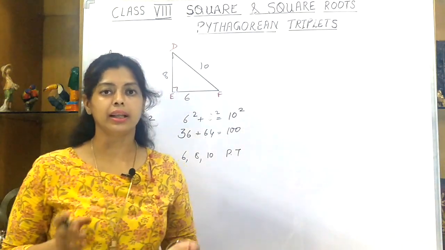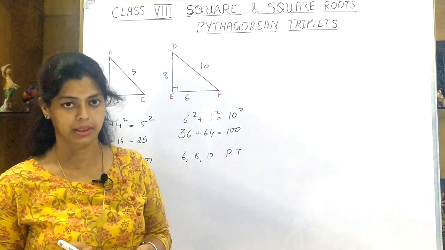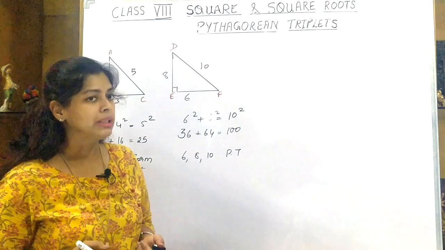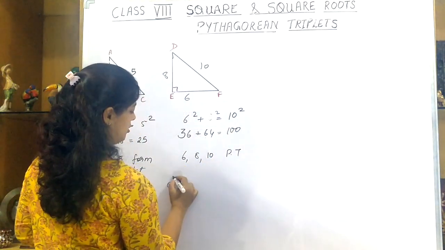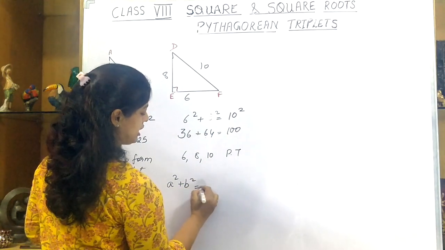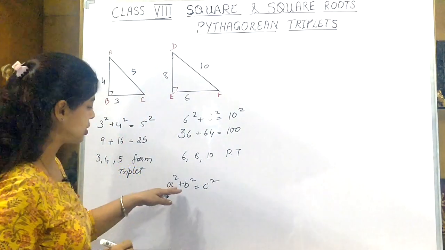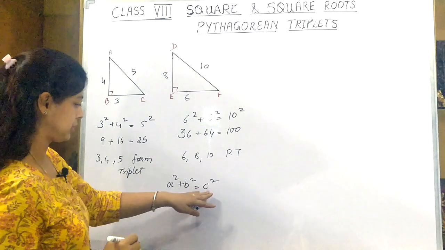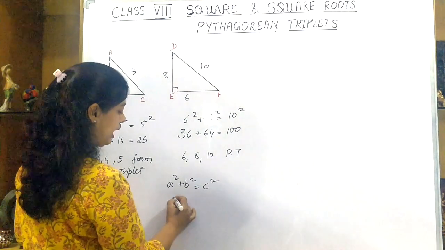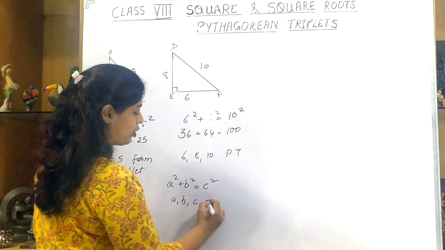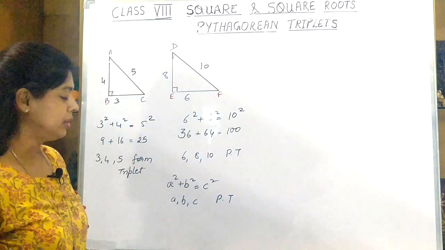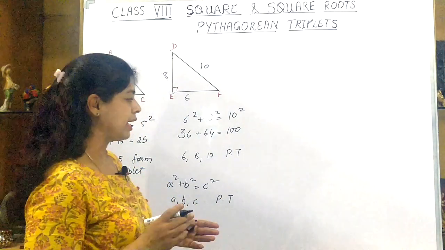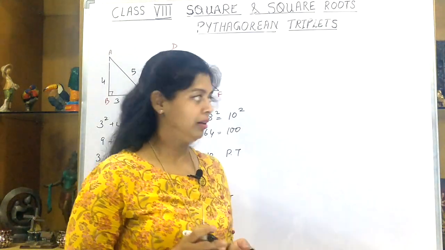So in general I can say that if I have any three natural numbers A, B and C of the form where A square plus B square is equal to C square, that is, the sum of the squares of two numbers is equal to the square of the third number, then A, B and C will form a Pythagorean triplet.